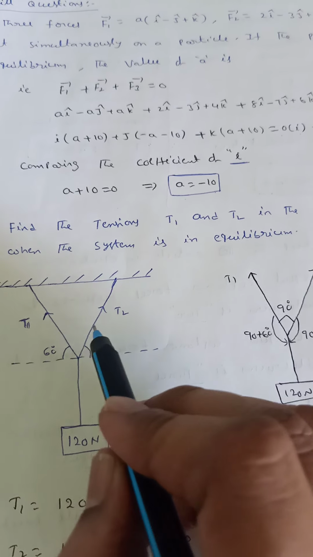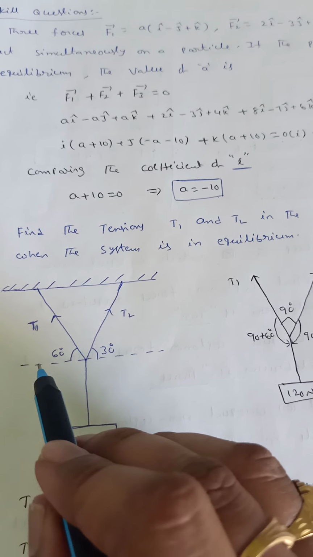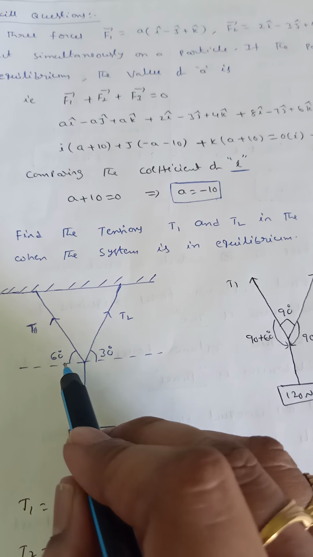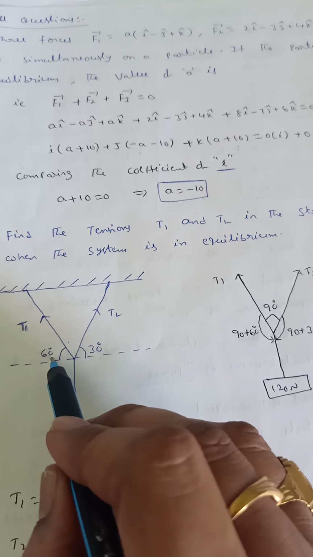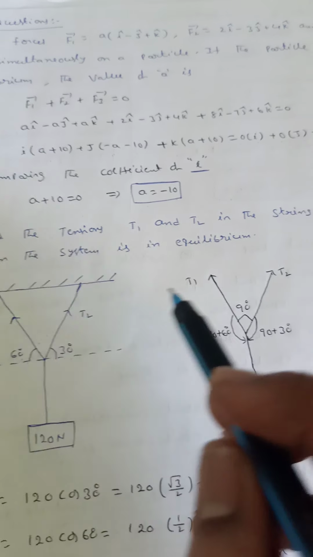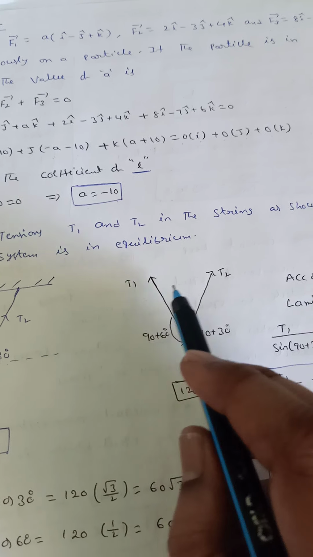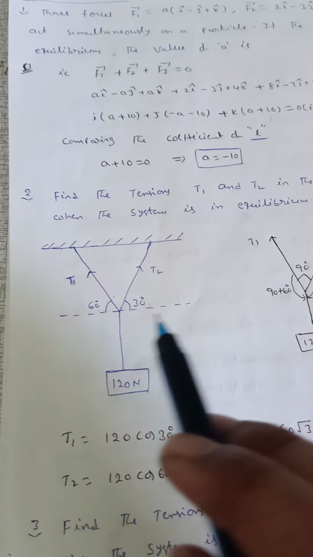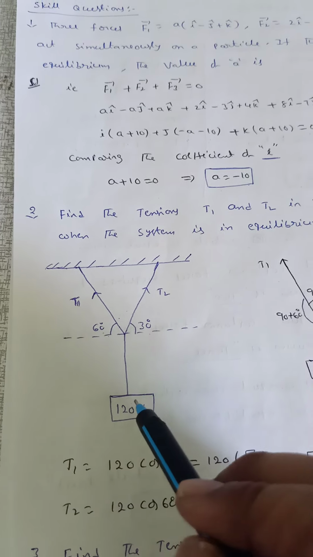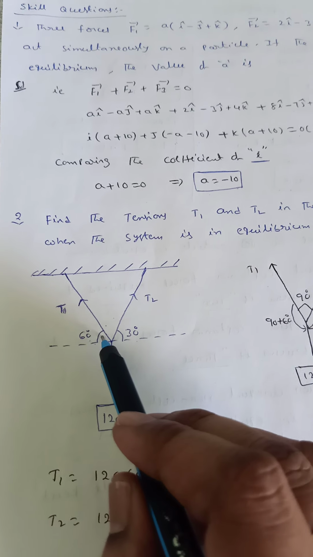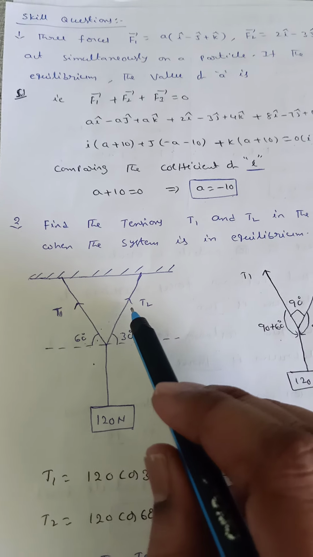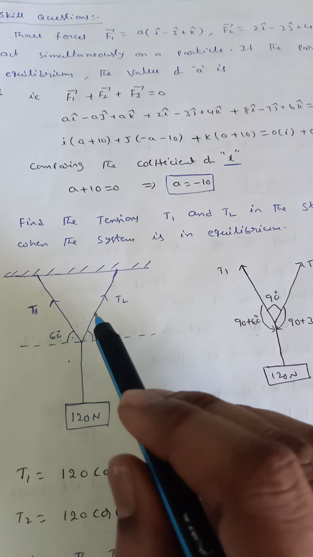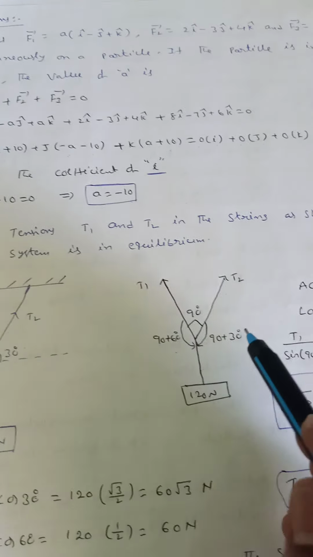This is the diagram, and these are mutually perpendicular. That means the total angle is 180: this angle 60, this angle 90, this angle 30, and 60 plus 90 plus 30 is 180. That means the angle made by T1 and T2 is 90 degrees. T1 and the weight make 90 plus 60, and T2 and the weight make a total angle of 90 plus 30.